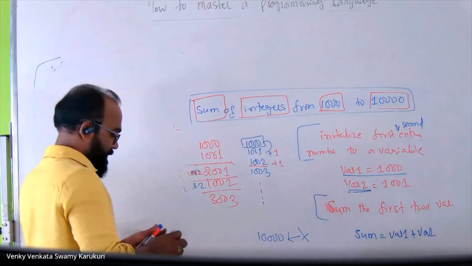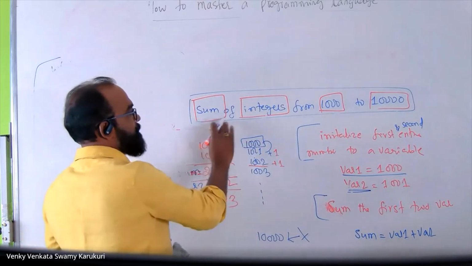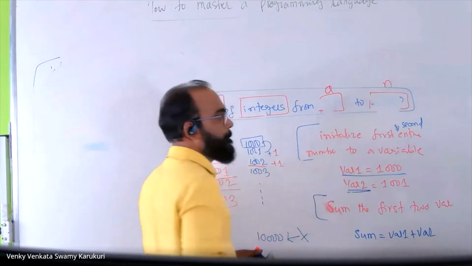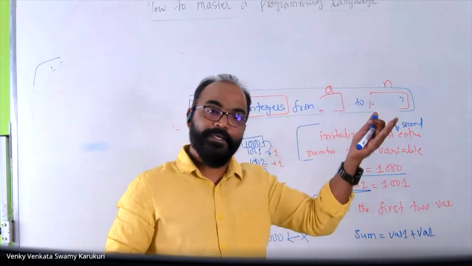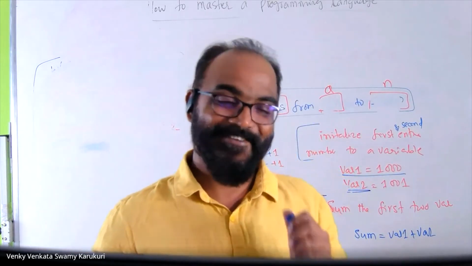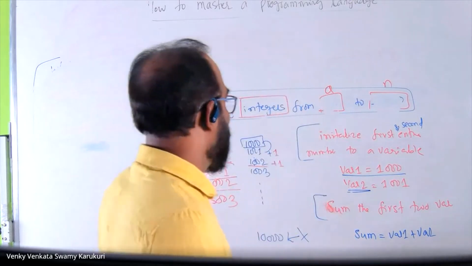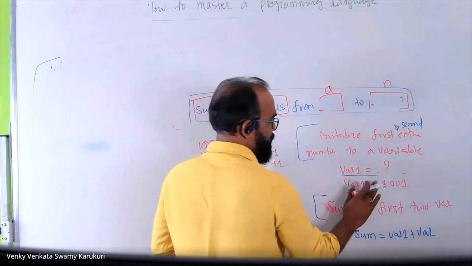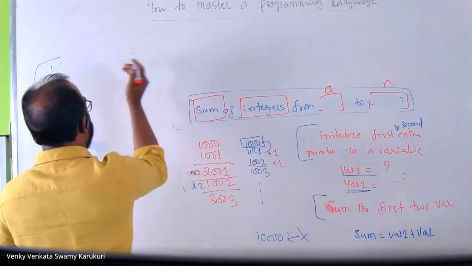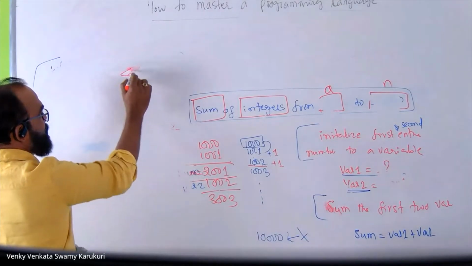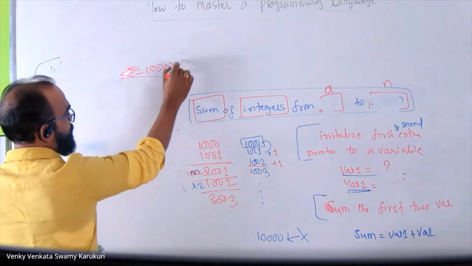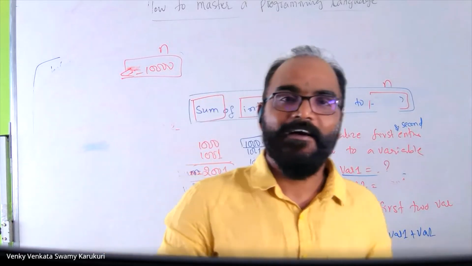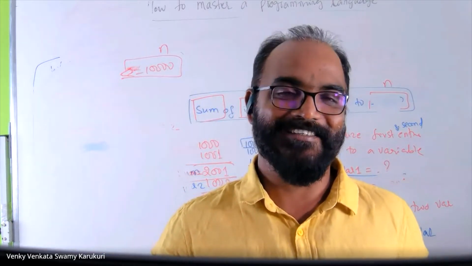But what happens if the problem is like this: sum of integers from A to N, where A and N are given by the user? Now the challenge comes in. The A value is a variable given by the user, and the end value, the condition in the while loop, less than or equal to 10,000, this one is N given by the user. Now the magic starts. How do you validate it?